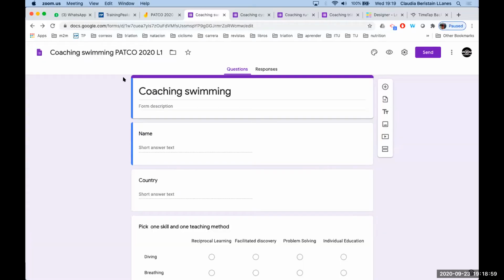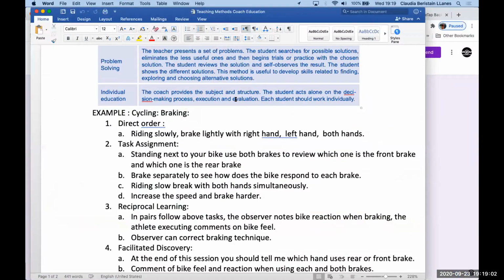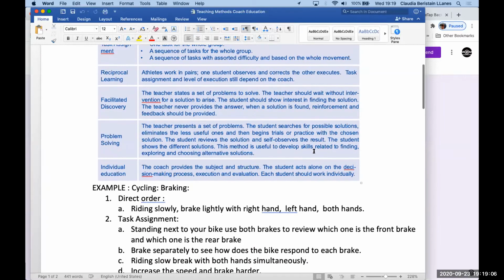Clau, can you share your screen later with the different methods? Yes, I'm going to share my screen. So you're all going to be here, and you are going to see my screen, and you will be able to see what type of method each one is, okay? So here it is, and here it is.